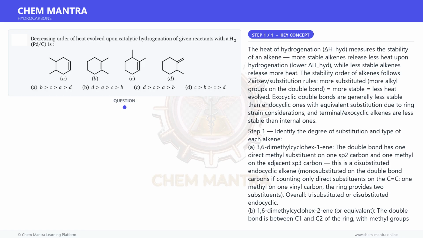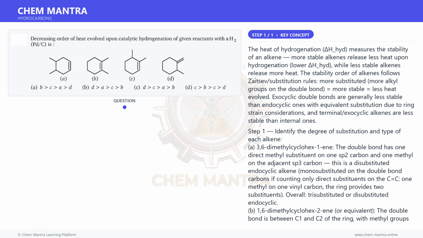Exocyclic double bonds are generally less stable than endocyclic ones with equivalent substitution due to ring strain considerations, and terminal exocyclic alkenes are less stable than internal ones. Step 1. Identify the degree of substitution and type of each alkene.